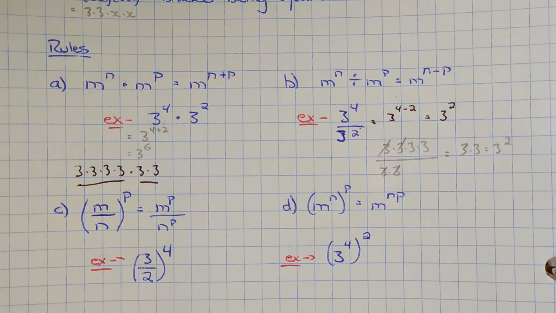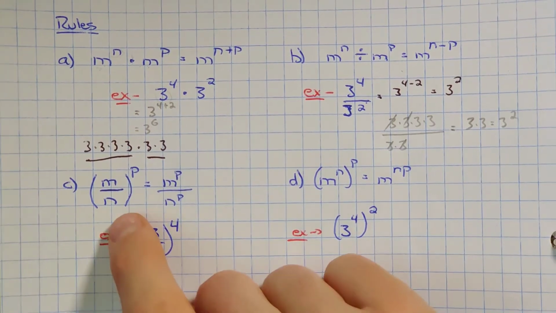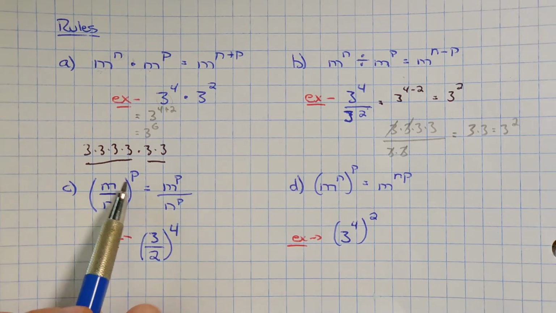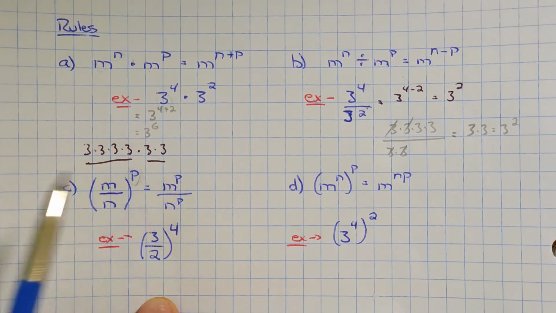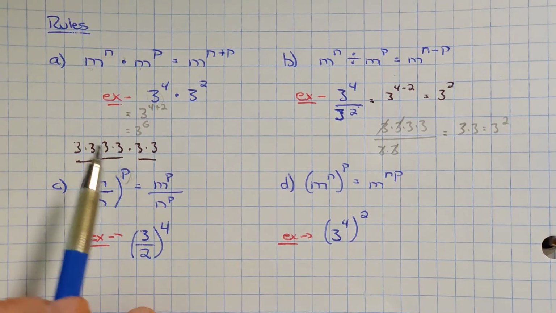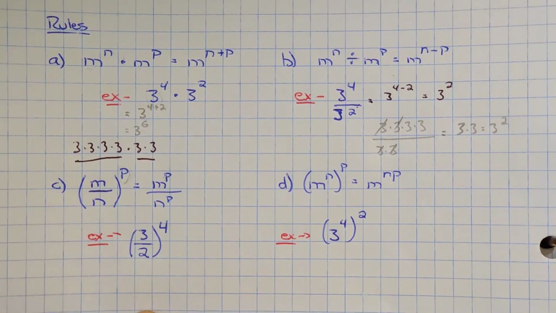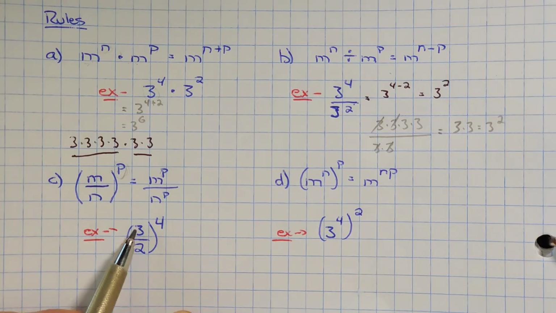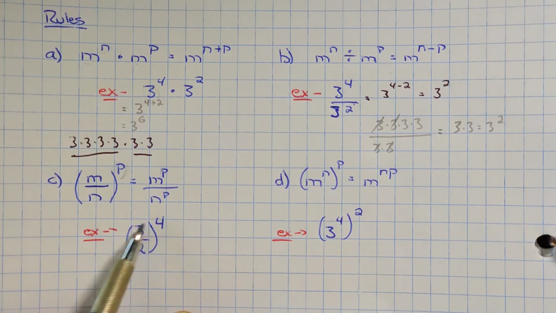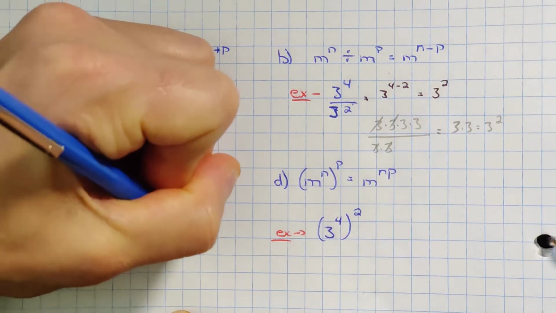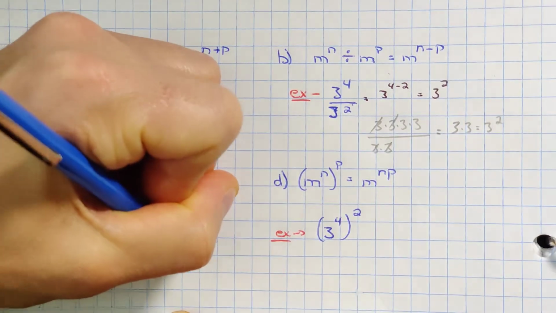Now, there's a couple of other situations that occur here. If we have a fraction to the power, or to an exponent here, then that power just gets distributed amongst the top and bottom numbers. So here we have 3 over 2 to the power of 4. That's just 3 to the 4 over 2 to the 4.